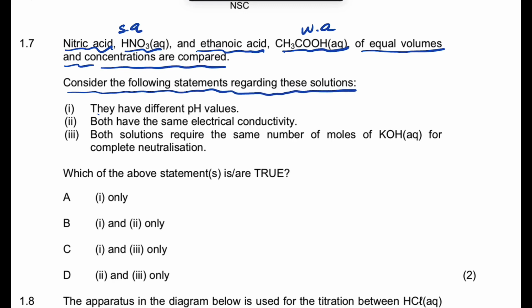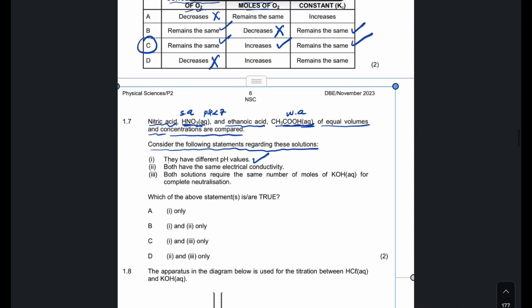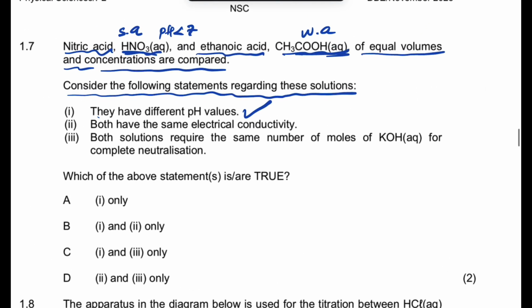They have different pH values. That's correct, right? They have different pH. So the pH of this one is going to be less than 7, and since it's a strong acid, it's going to lie between 2 and 3, if I'm not mistaken. And this one is going to lie between 4 and 6, so they have different pH.